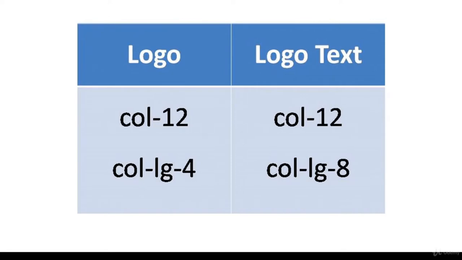And it is the same with the logo text. COL-12 means for every screen size, the 12 columns are applied. And COL-LG-8 means for large and extra large screen sizes, 8 columns are applied. Therefore, COL-12 is overridden by COL-LG-8. It means for extra small, small and medium devices, the width will be 12 columns. And for large and extra large devices, the width will be 8 columns.